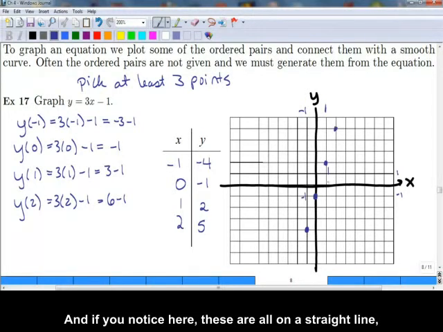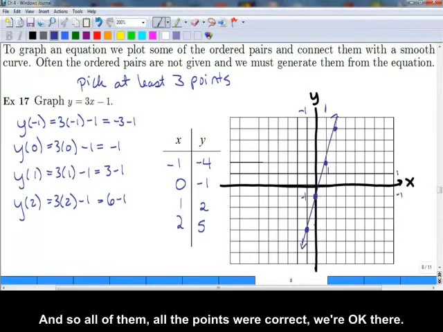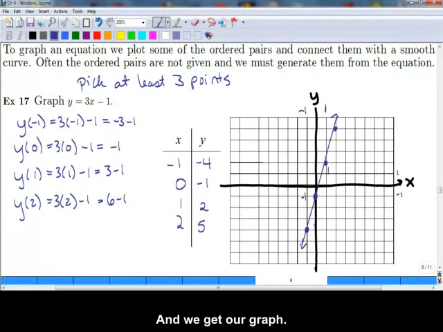And if you notice here, these are all on a straight line. So if we connect these dots, you should see that we get a straight line with them. And so all the points were correct. We're okay there, and we get our graph.